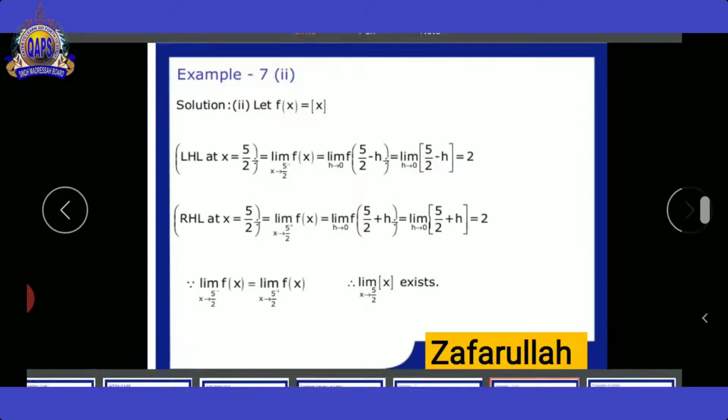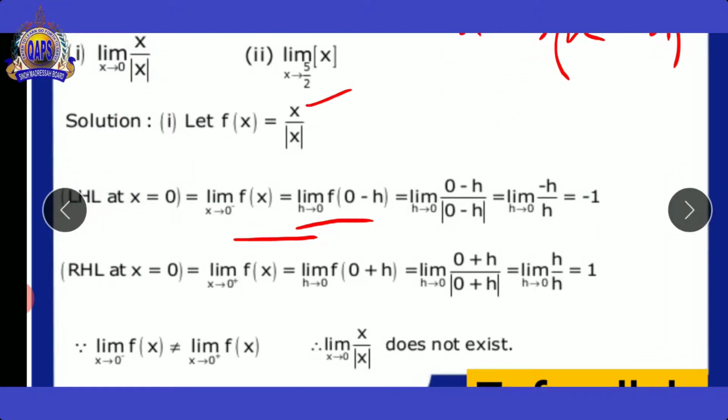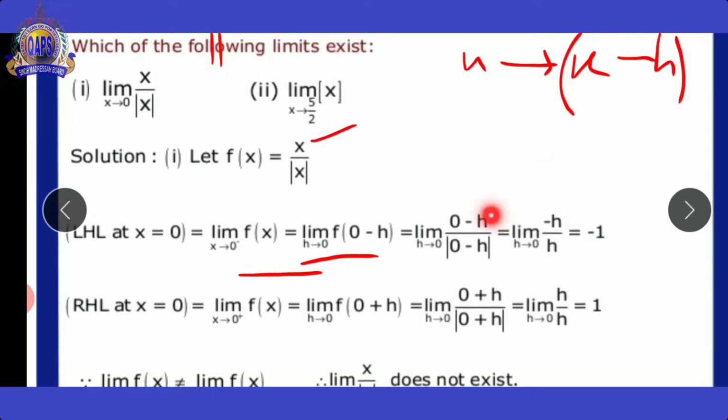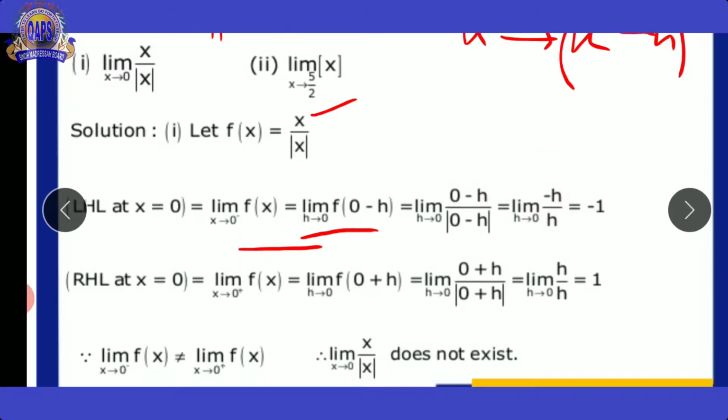In this question, when we are solving 0 minus h upon 0 minus h, then minus 0 minus h will become minus h. When we are solving this modulus function, the negative sign is converted into a positive sign when the modulus is applied, and h will remain the same.